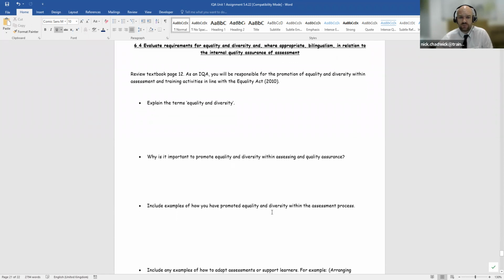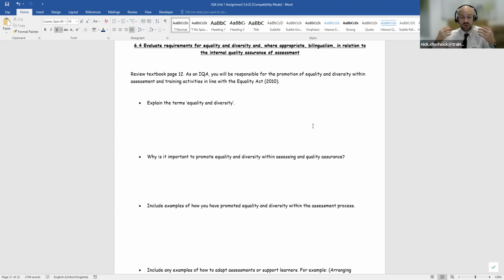Criteria 6.4 is to evaluate requirements for equality and diversity and where appropriate bilingualism in relation to the internal quality assurance of assessment process. Just on page 12 in the textbook, we have just some information on the Equality Act of 2010. But as an IQA, it's very important that we promote equality and value diversity as well.